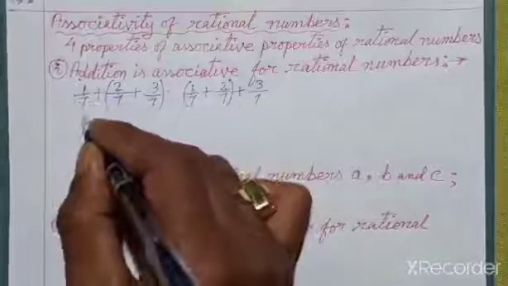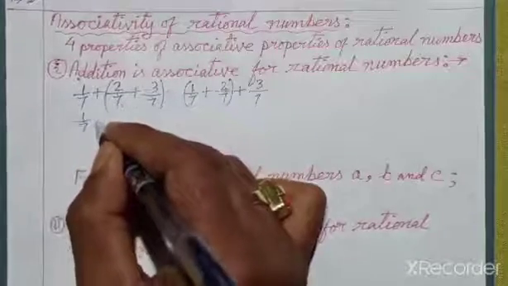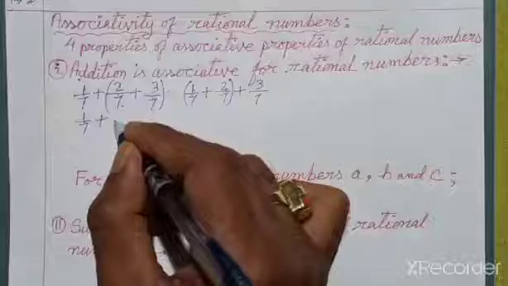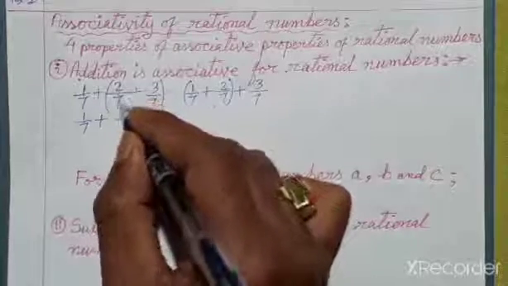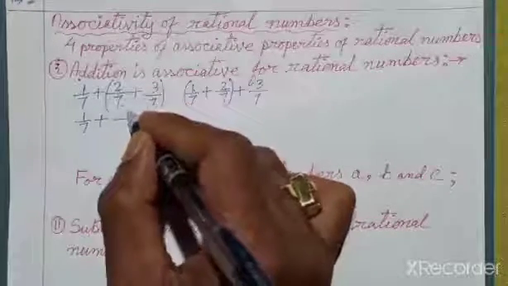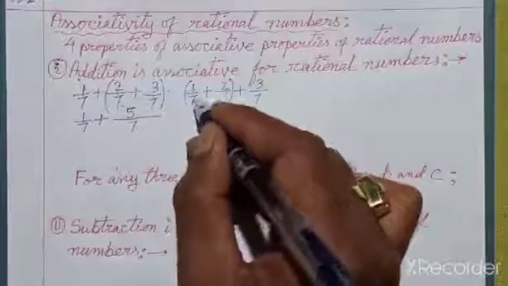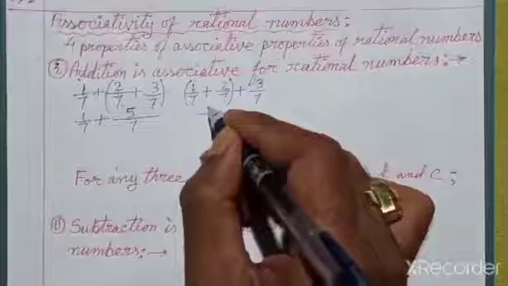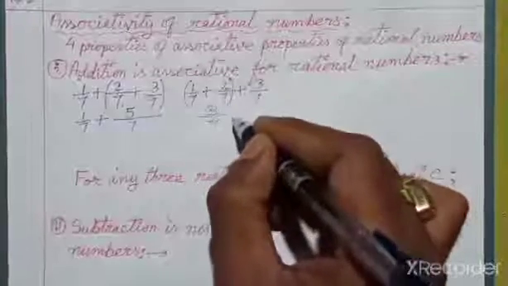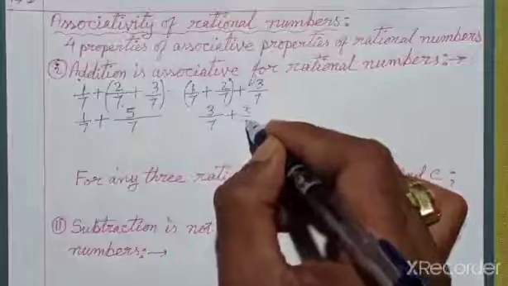Here 1/7 plus, if we add together 2/7 plus 3/7, then we are getting 5/7. And in this case, 1/7 and 2/7 are added together, then we are getting 3/7, then plus 3/7.